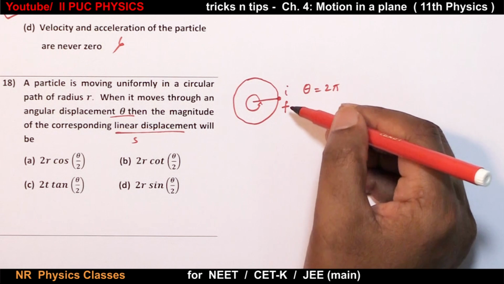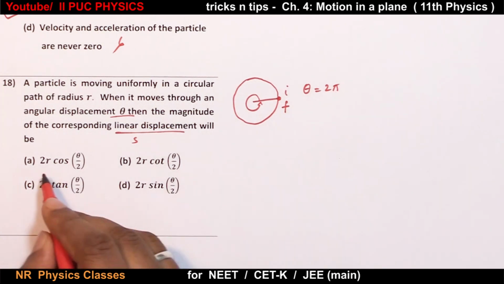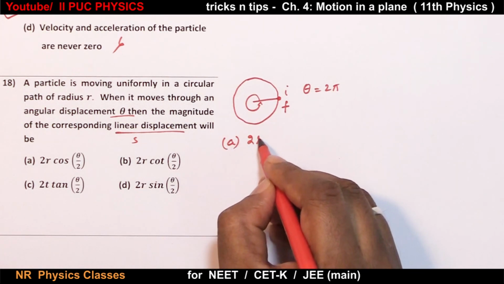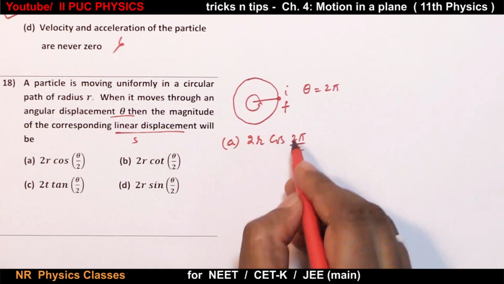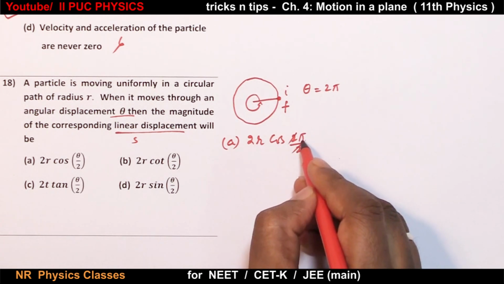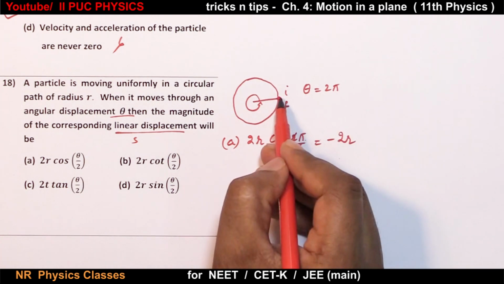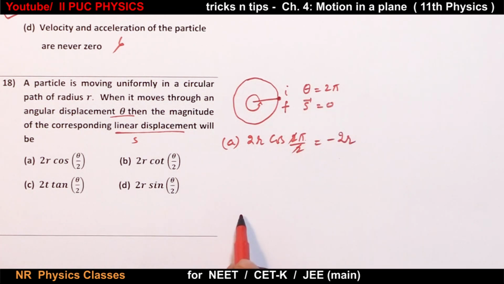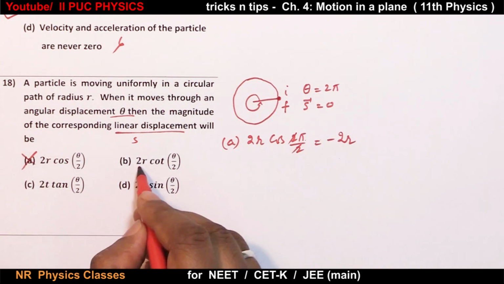And linear displacement. Substitute 2 pi in the first option. 2r cos 2 pi by 2, that is cos pi, which is minus 1. This results in minus 2r. Since initial equals final, displacement should be equal to 0. But we are not getting 0. Therefore, this is wrong.